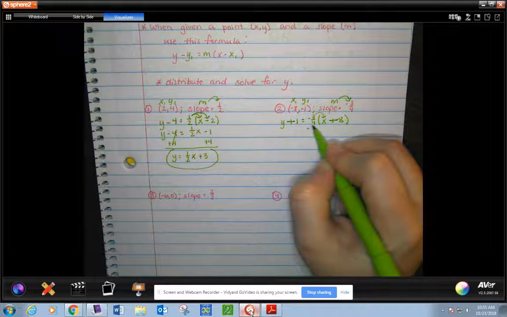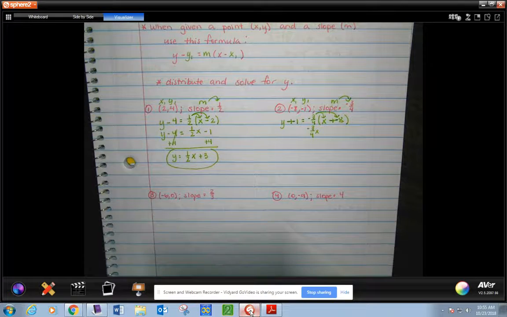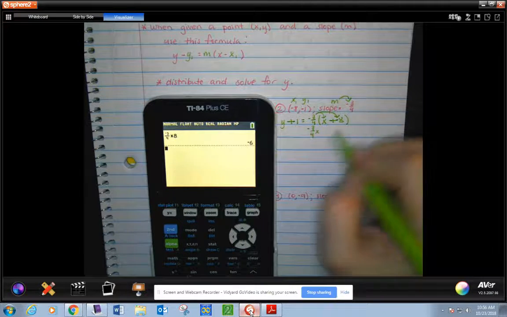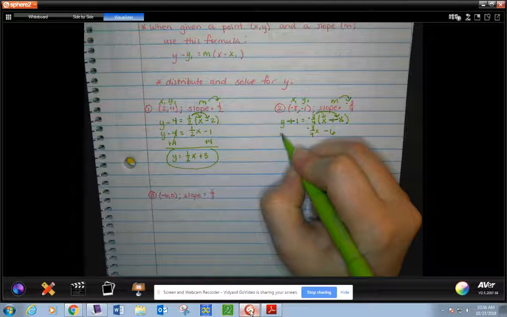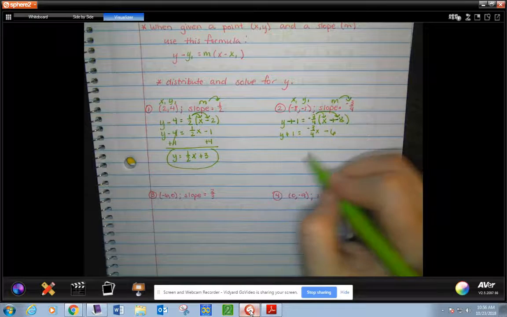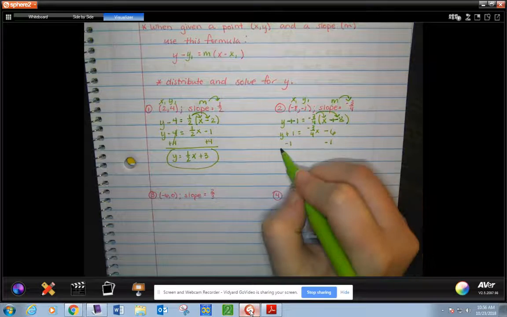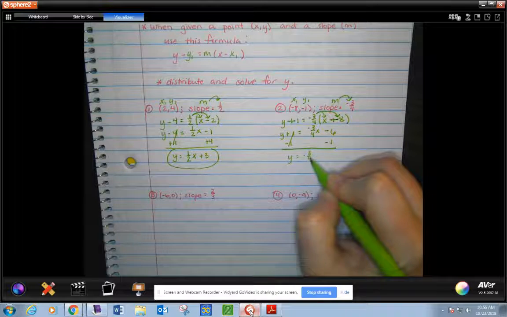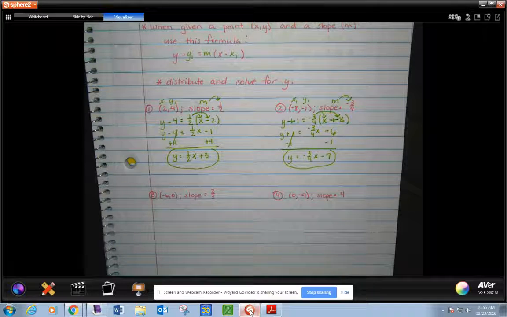-3/4 times x is -3/4 x. And -3/4 times 8, if you need to use your calculator, do so. You're just going to open up that fraction and do -3/4 times 8. It'll simplify it for you, and you get -6. From here, you bring down your y plus 1 equals. Now to get y by itself, you must subtract the 1. Remember, you have to subtract the 1 on the constant over there. So this gives me y equals -3/4 x minus 7, because -6 and -1 make -7.